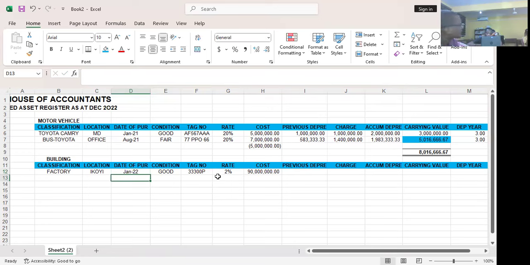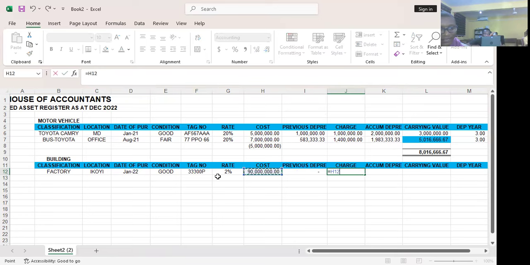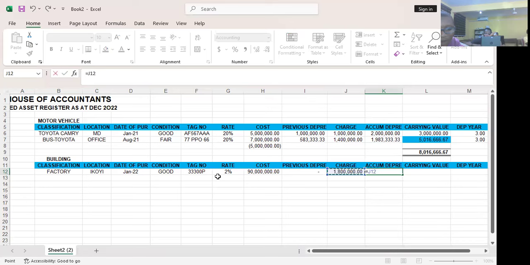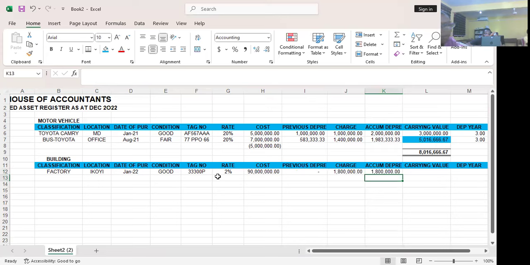Because we bought the asset in January 2022, there won't be previous depreciation, yes or no? So that will be 0 because we have not started depreciating. We will not depreciate this year. The depreciation charge for this year will be 90 multiplied by 2%. That will be 1.8. Then the accumulated depreciation will also be this figure, which gives us 1.8 as well.